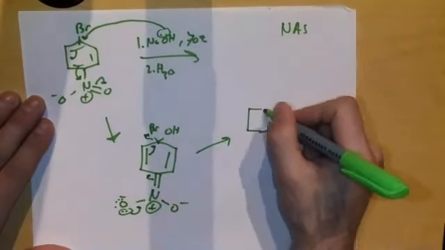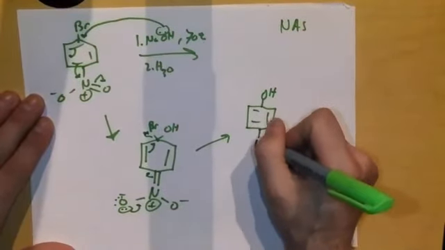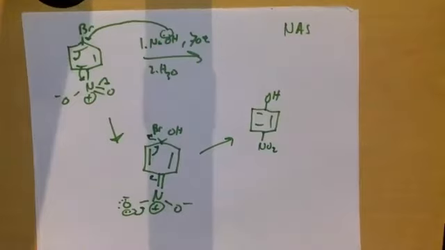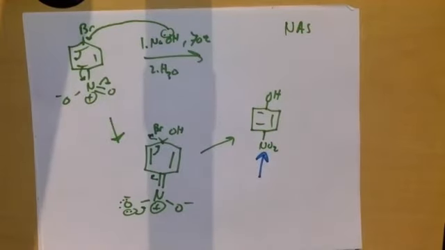To get the final product, which is where OH replaces Br. So this reaction is useful because it lets us create an alcohol, but it's also somewhat of a pain because I have to have this group here in order to do the reaction. If I don't have that group, it doesn't work.